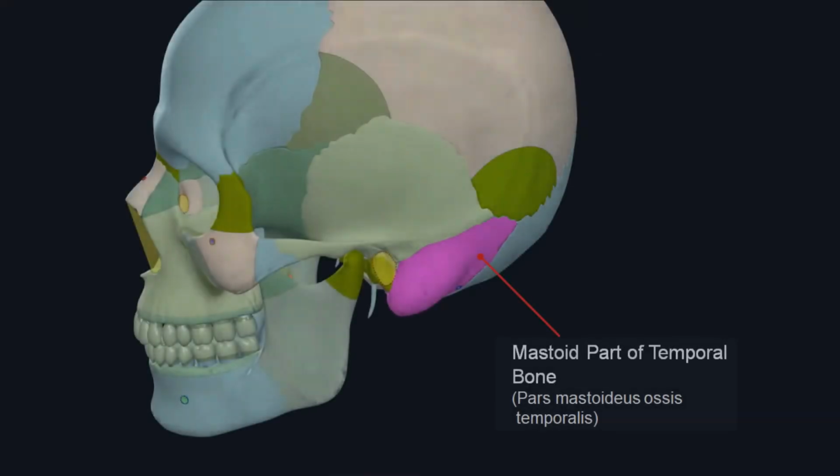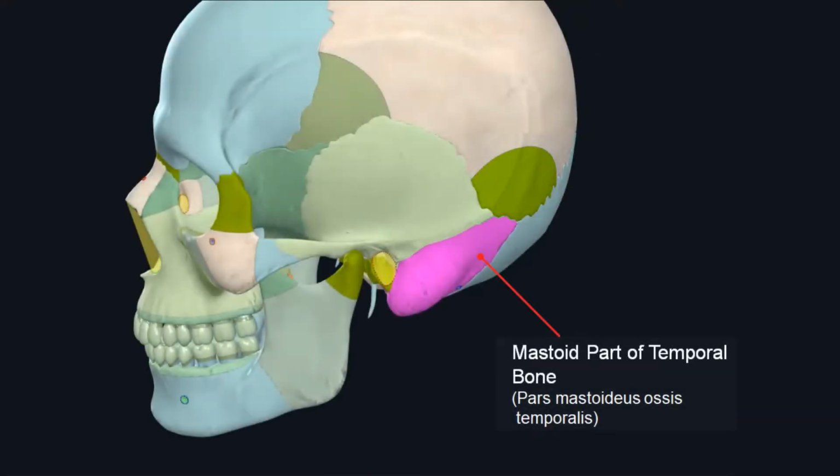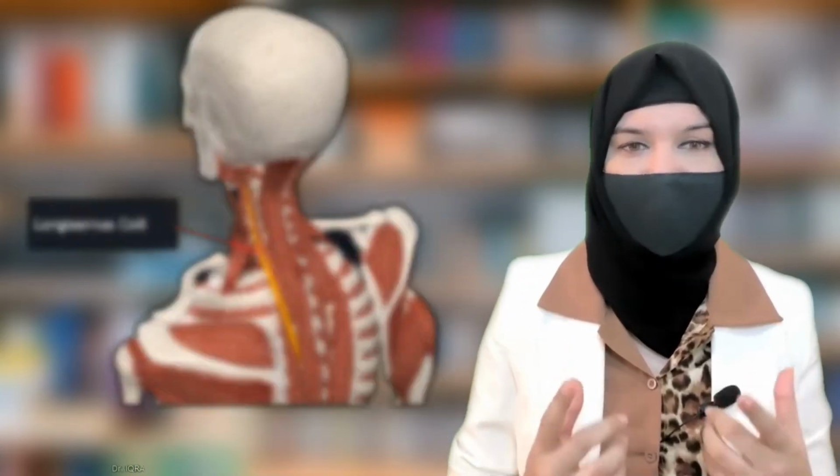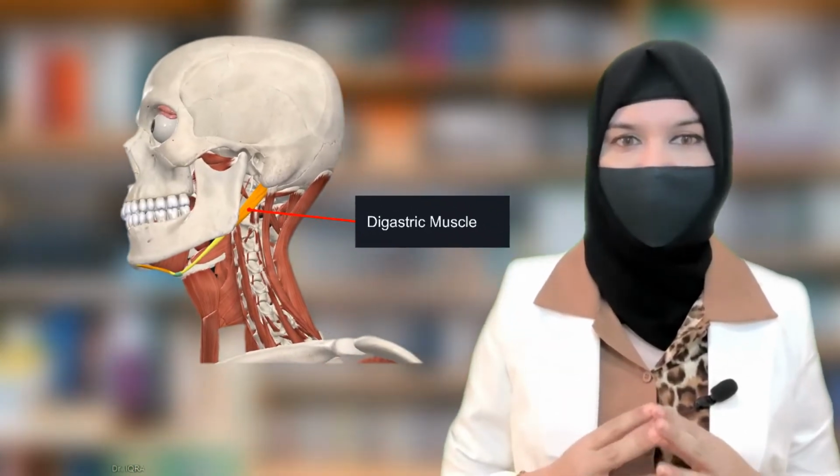The mastoid process of the temporal bone has its own clinical importance. The mastoid process consists of air cells. It also regulates the air pressure and possibly protects the temporal bone during trauma. The mastoid process also gives rise to different muscles like the sternocleidomastoid muscle, splenius capitis muscle, longissimus capitis muscle, and the posterior belly of the digastric muscle.